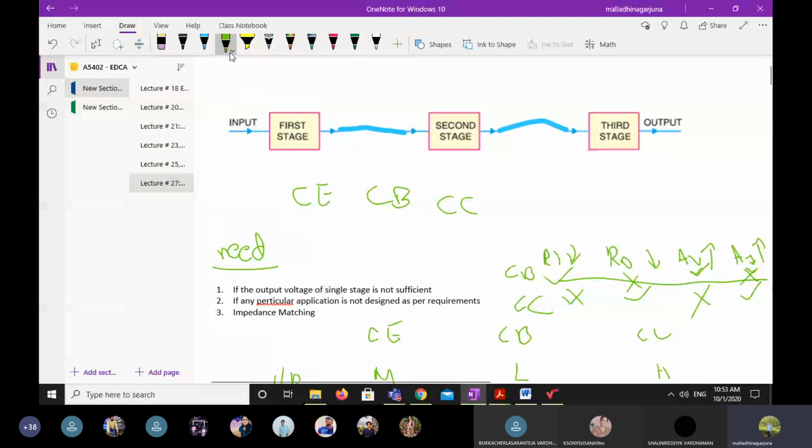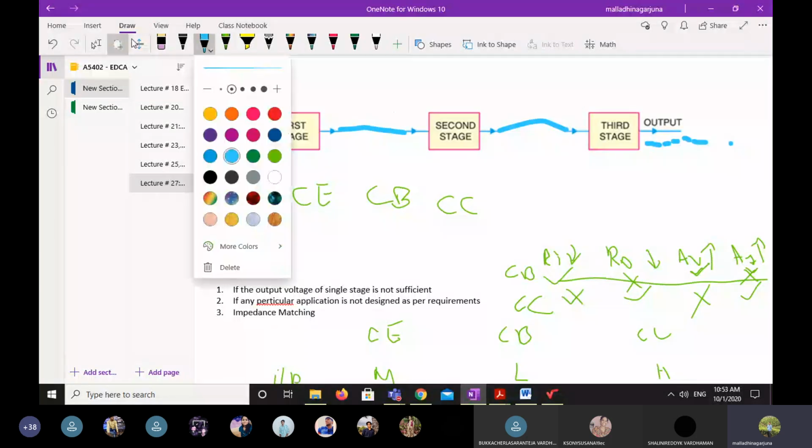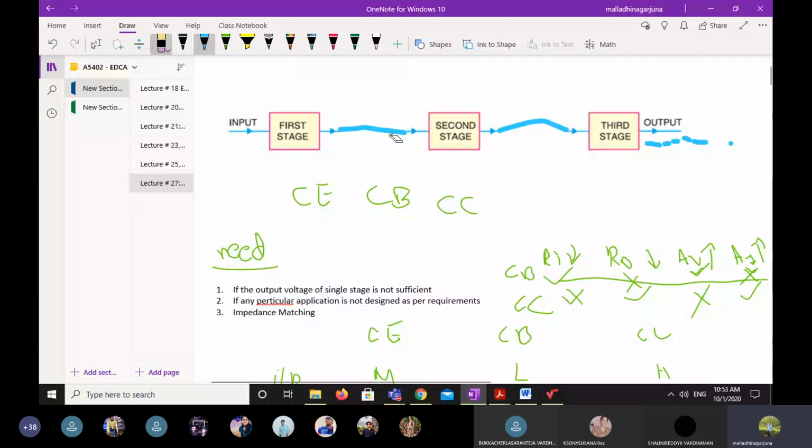So keep on going, and so on. This is the nth stage, and there we will take the output. It's clear, so the number of stages is not restricted. That depends on your requirement. So you can take any number of stages.